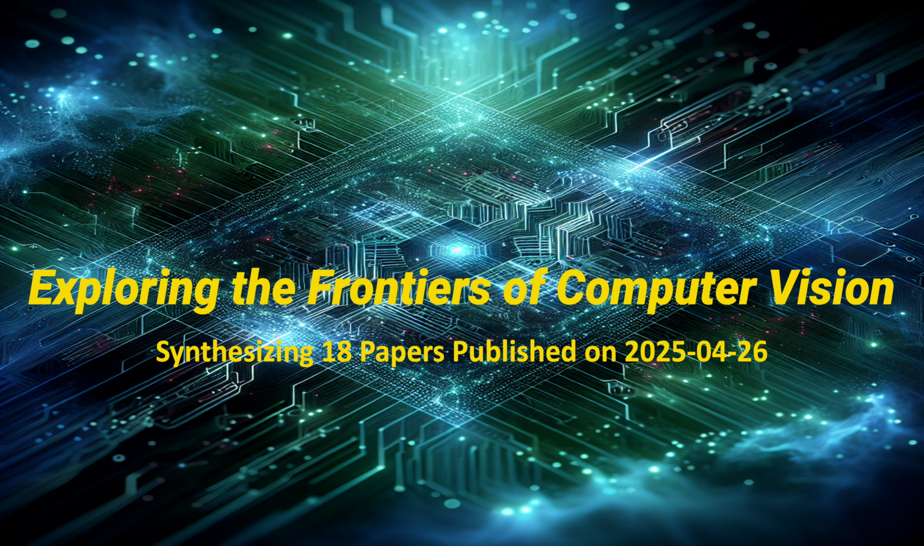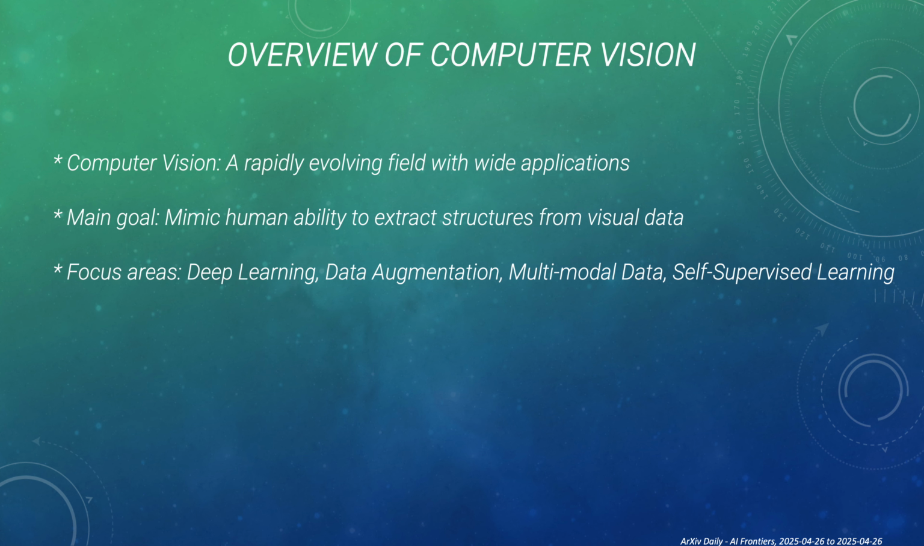Today's episode hones in on the domain of computer vision. The primary goal of this multidisciplinary field is to endow computers with the capacity to understand and interpret the visual world, much like humans do. Computer vision is a rapidly progressing field with diverse applications. Its main objective is to emulate the human skill of extracting structures from visual data.